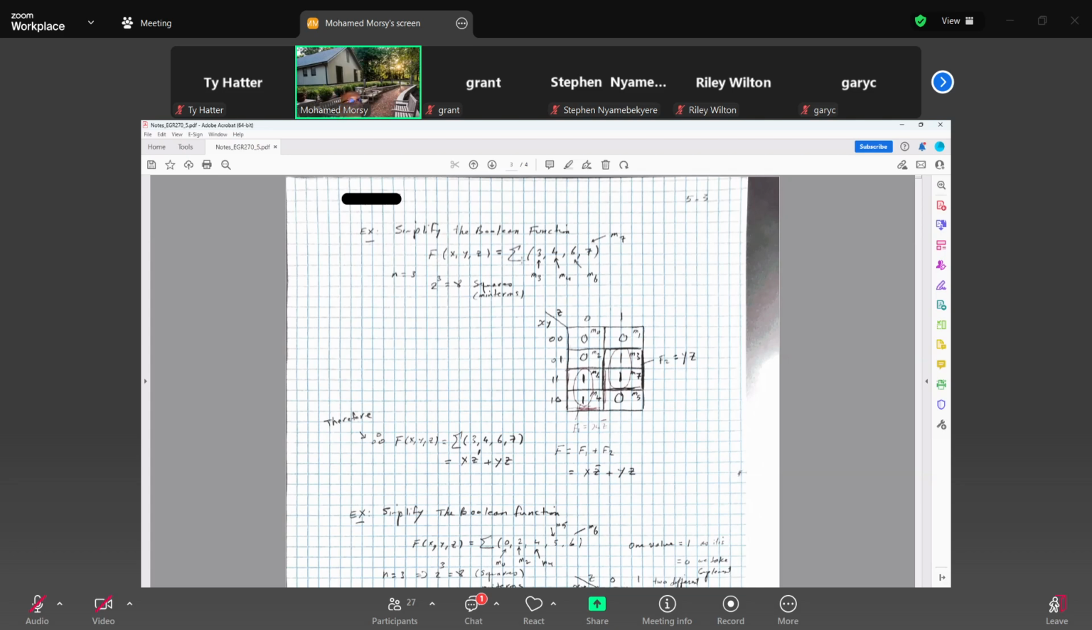Here F is given in terms of the min terms: 3, 4, 6, 7, these are the numbers of the min terms. What other forms may be given, different than these min terms? What other form? Truth table. It can be given as a truth table. Perfect. Thank you, Stephen. Or another form.